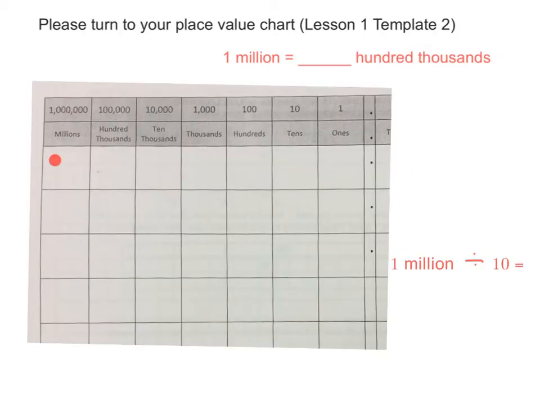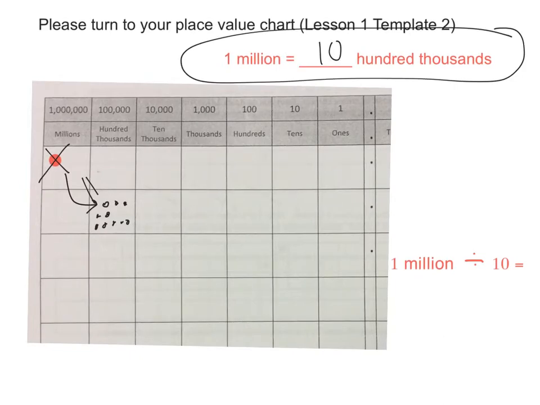If I have one dot in the millions column, go ahead and draw that really quickly. And if I want to change that dot, cross it out and rewrite it into the hundred thousands, one adjacent place value to the right, how many dots would I need to draw in the hundred thousands to make it equal to 1 million? 10. Go ahead and draw that. 1, 2, 3, 4, 5, 6, 7, 8, 9, 10. And draw an equal sign like that so you know that they're equal. What we've just drawn is a picture to show that 1 million is equal to 10 hundred thousands.